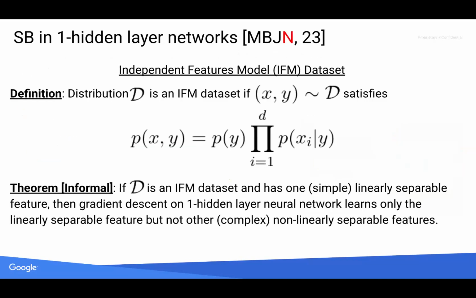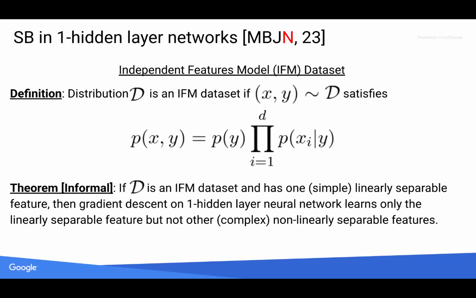And this can be made more precise, particularly in the context of a one hidden layer neural network under what is called the independent features model. We say that a distribution D satisfies the independent features model if for every sample x, y from this data distribution, where x is the covariate, the input, and y is the desired label, the probability of x comma y can be decomposed as P of y, which is the probability of getting a label, and then the product of P of xi given y, right? So different features are independent.